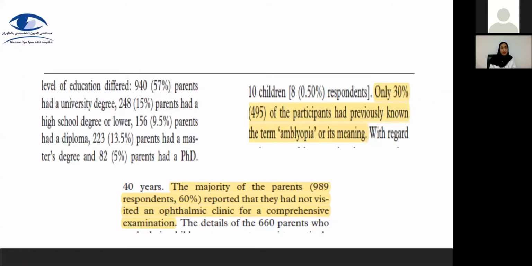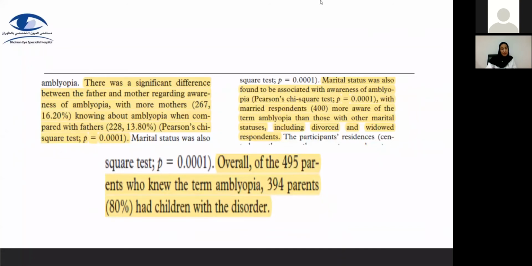And I think part of the issue comes to us not explaining to the parents or not providing the health education needed for the parents to go forward and understand what amblyopia is. There's also a significant difference found between father and mother regarding the awareness of amblyopia, and this is very important in our social status or environment.